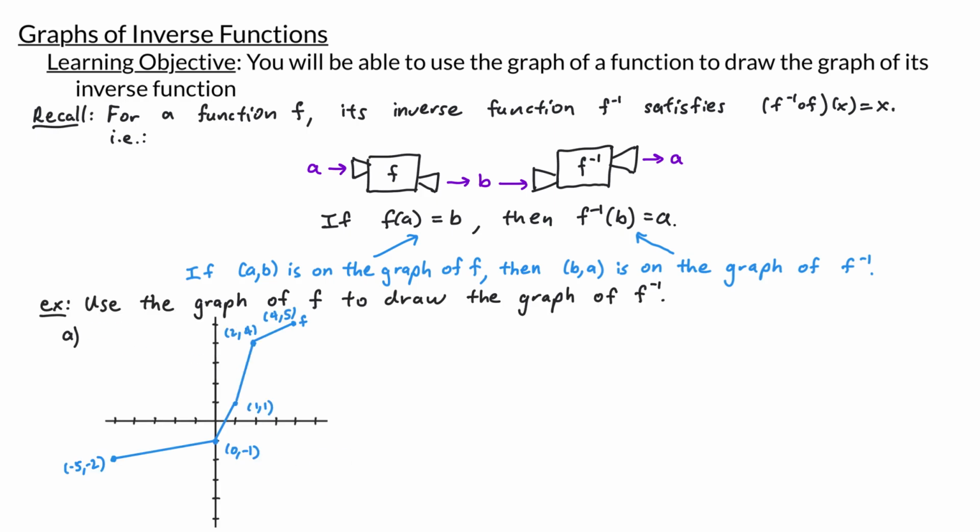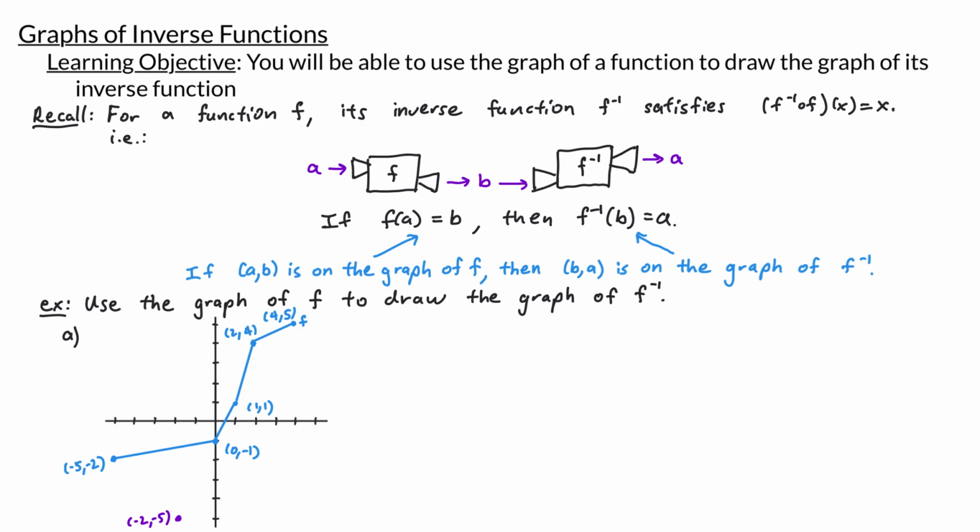In our example here, we're given the graph of f in blue, and we want to use that to help us draw the graph of f inverse. To draw the graph of f inverse, all we have to do is take the points that are on the graph of f and flip the x and y coordinates. So for example, on the graph of f, we have the point (-5, -2). Flipping the x and the y coordinates, this tells me that the graph of f inverse would have the point (-2, -5).